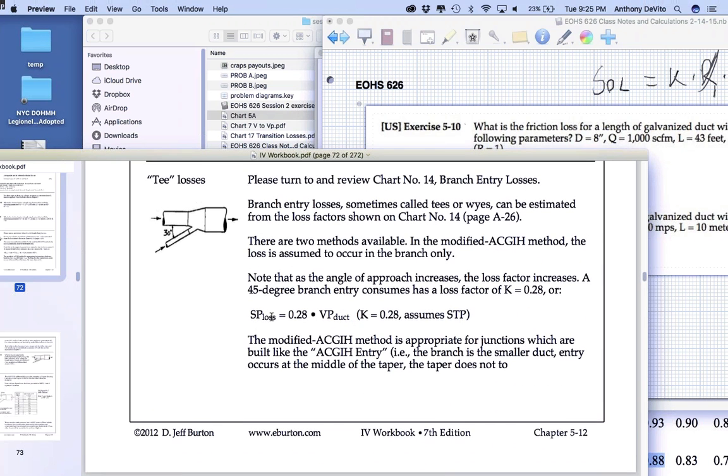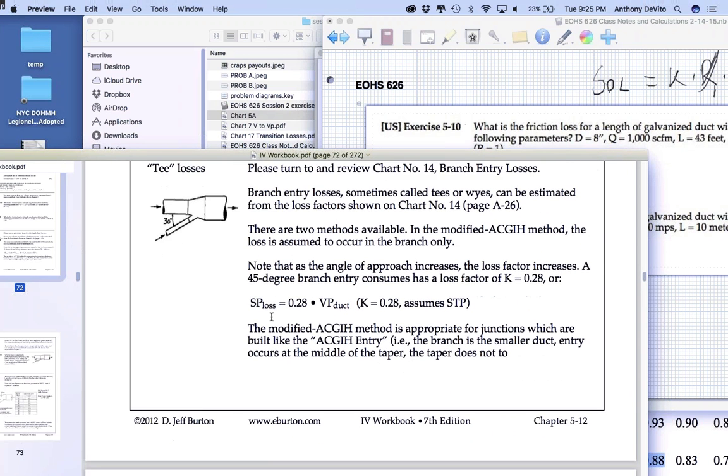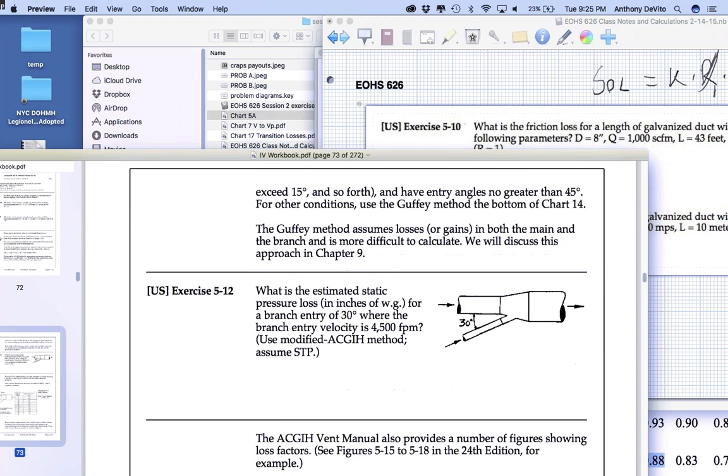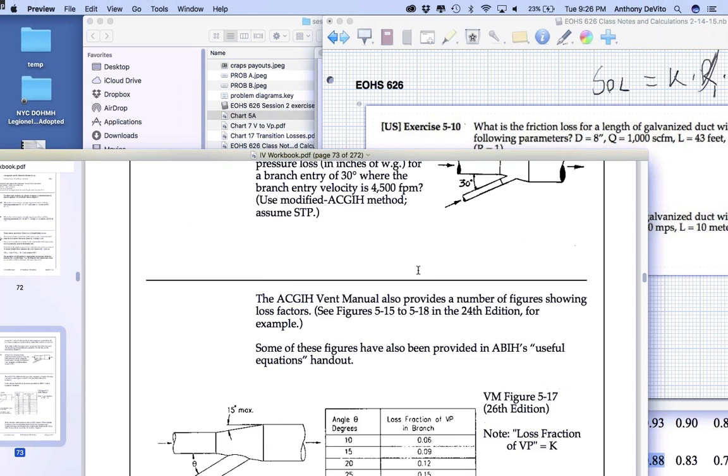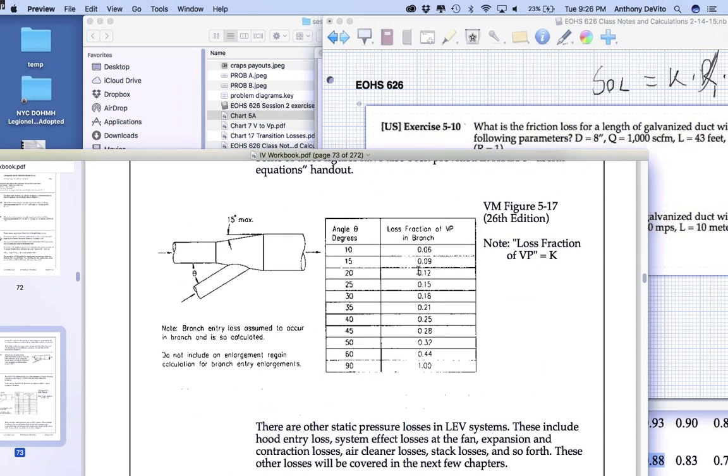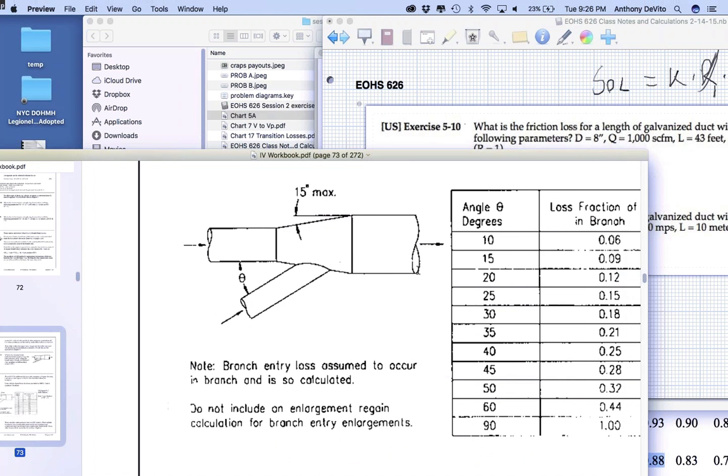Okay, so chart number 14, branch entry losses. Let's see if they give us a problem that involves that. What's the estimated static pressure loss in inches water gauge for a branch entry of 30 degrees where the branch entry velocity is 4,500 feet per minute? Okay, and there's a couple of methods that you could use for that. There's also a chart that you can use for this as well. So let's go to the chart.